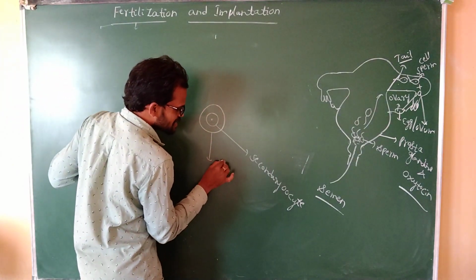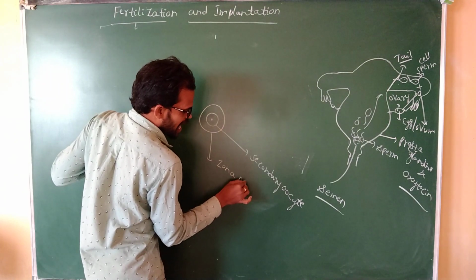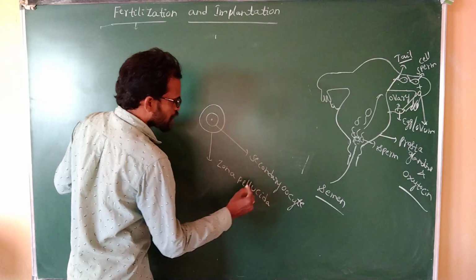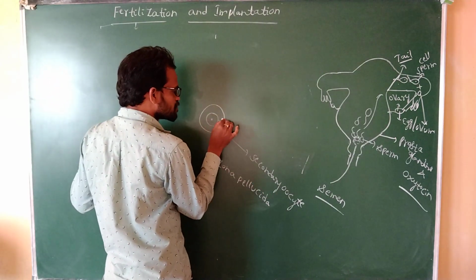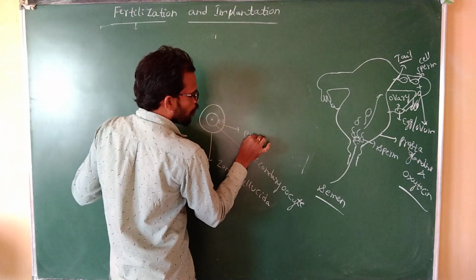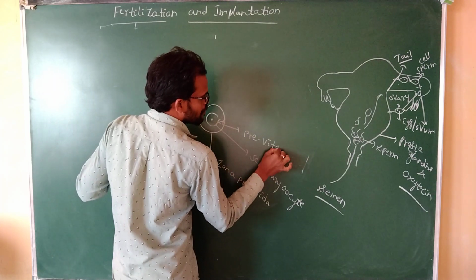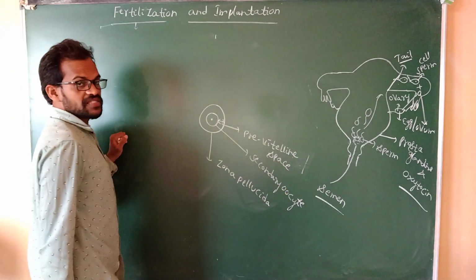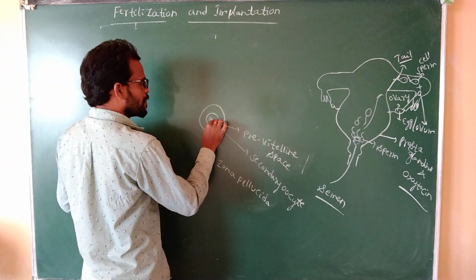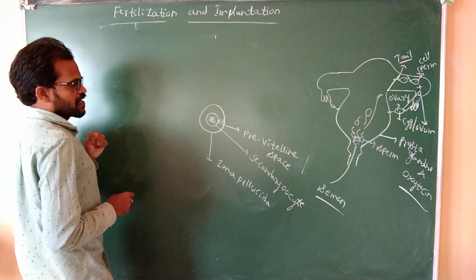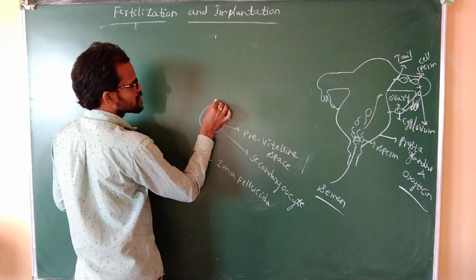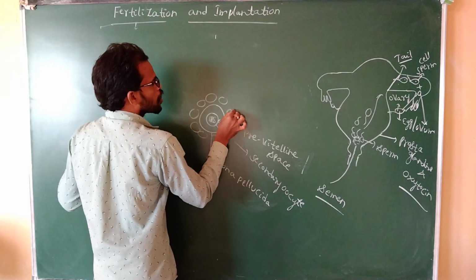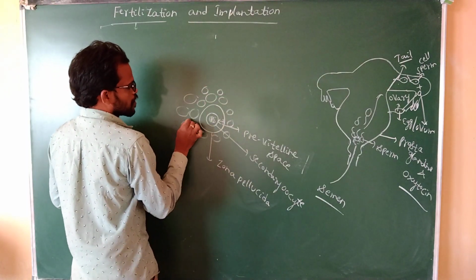The secondary oocyte consists of one important layer, that is the zona pellucida. What is the name? Zona pellucida. This gap is nothing but the perivitelline space. This is where the genetic material is. The next one is the corona radiata. What are these cells? Corona radiata cells.